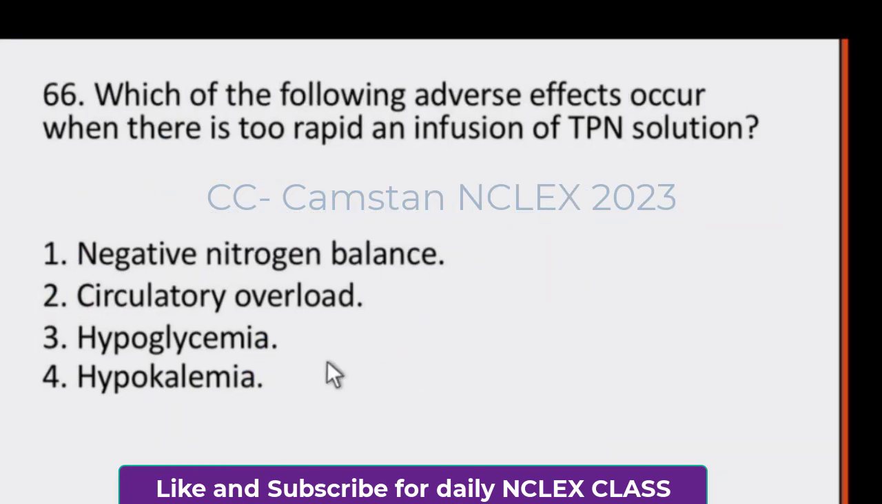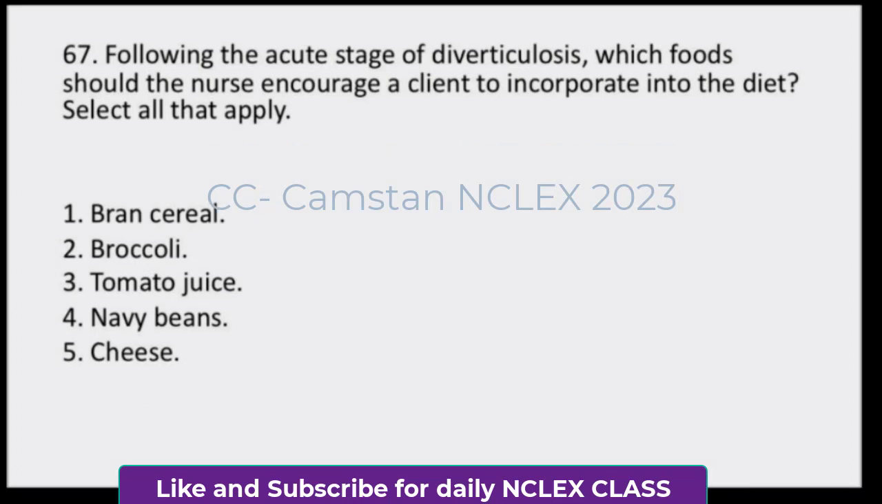The next one is: following the acute stage of diverticulosis, which foods should the nurse encourage a client to incorporate into the diet? Select all that apply. So this is a question with multiple answers.